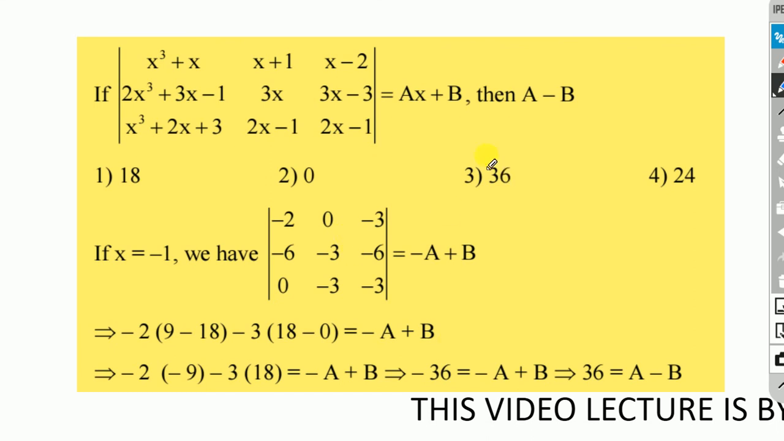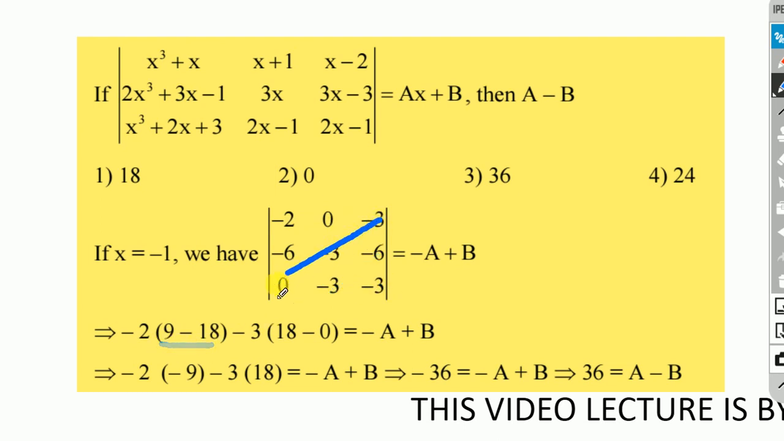This is equal to, on the right hand side, when you put x equals minus 1, minus a plus b. So now you can expand this along row 1 or column 1. I will expand along row 1 so that I have minus 2 here. So you leave this row and column. 3 into 3 is 9, minus 18.